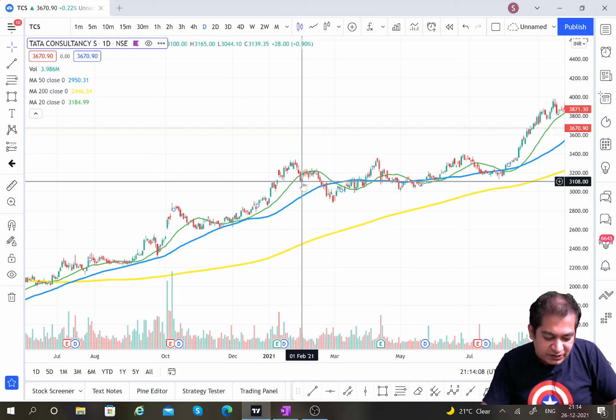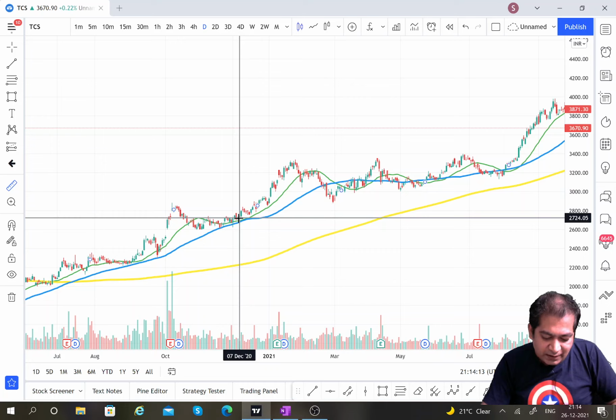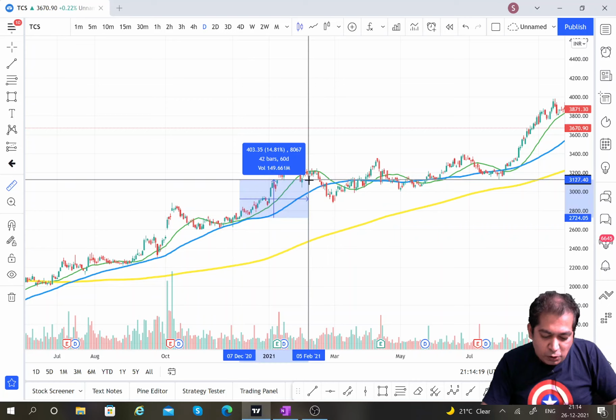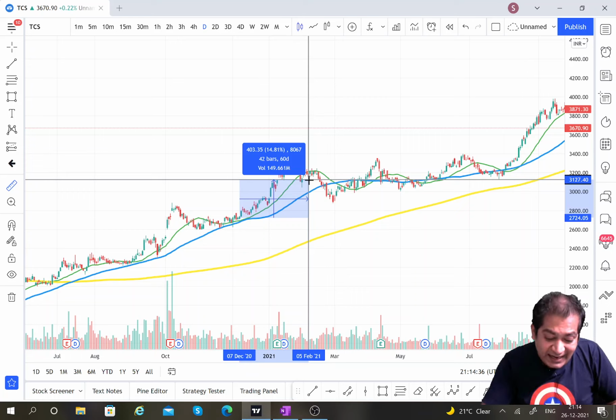So what is the gain and duration? You enter over here and you exit over here. So you got from 7 December 2020 to 5th February. It means 7 December to 7 January, 7 January to 7 February, 5th February, look, 2 months. In 2 months time, you have made 14.81% return. 15% return in 2 months.